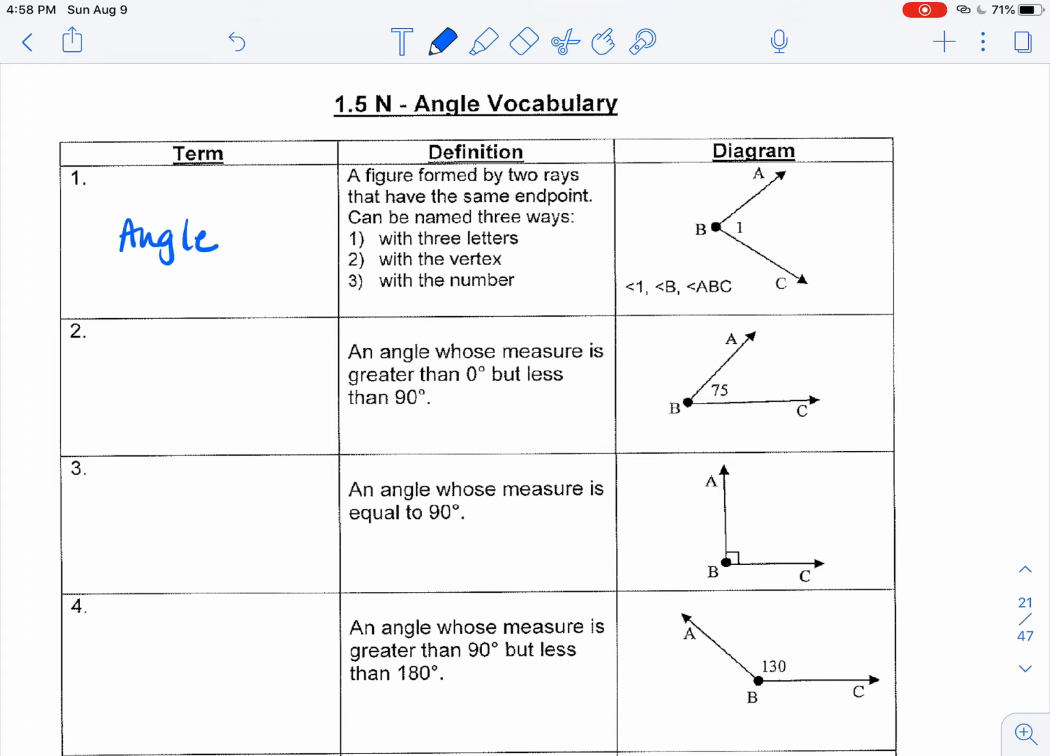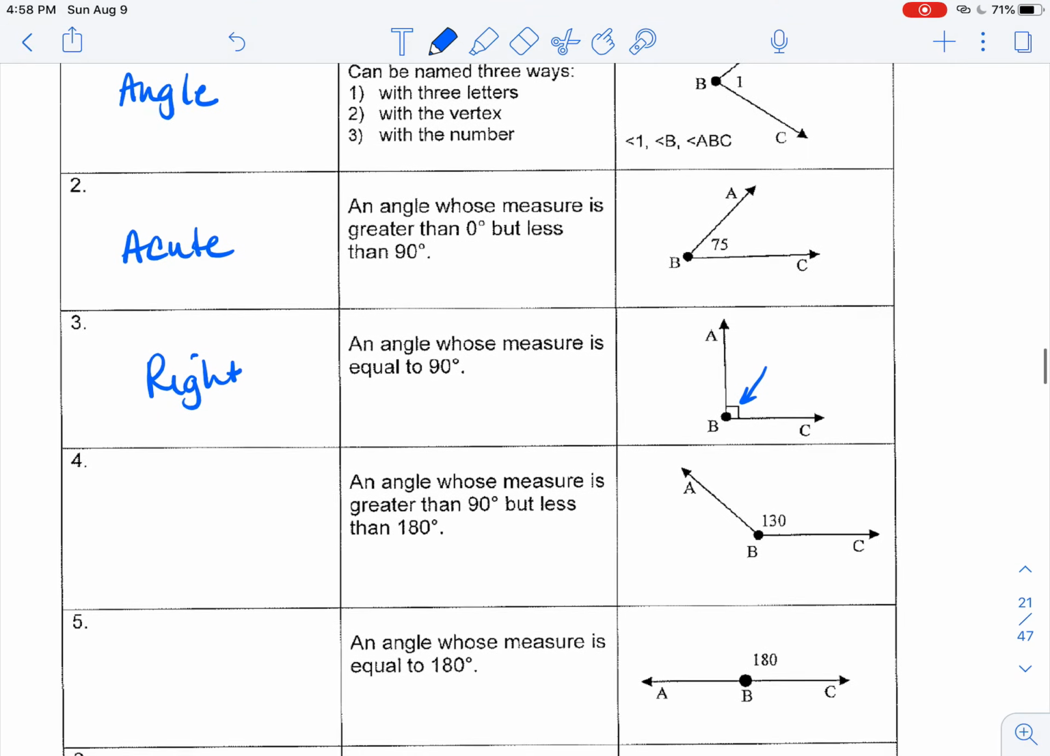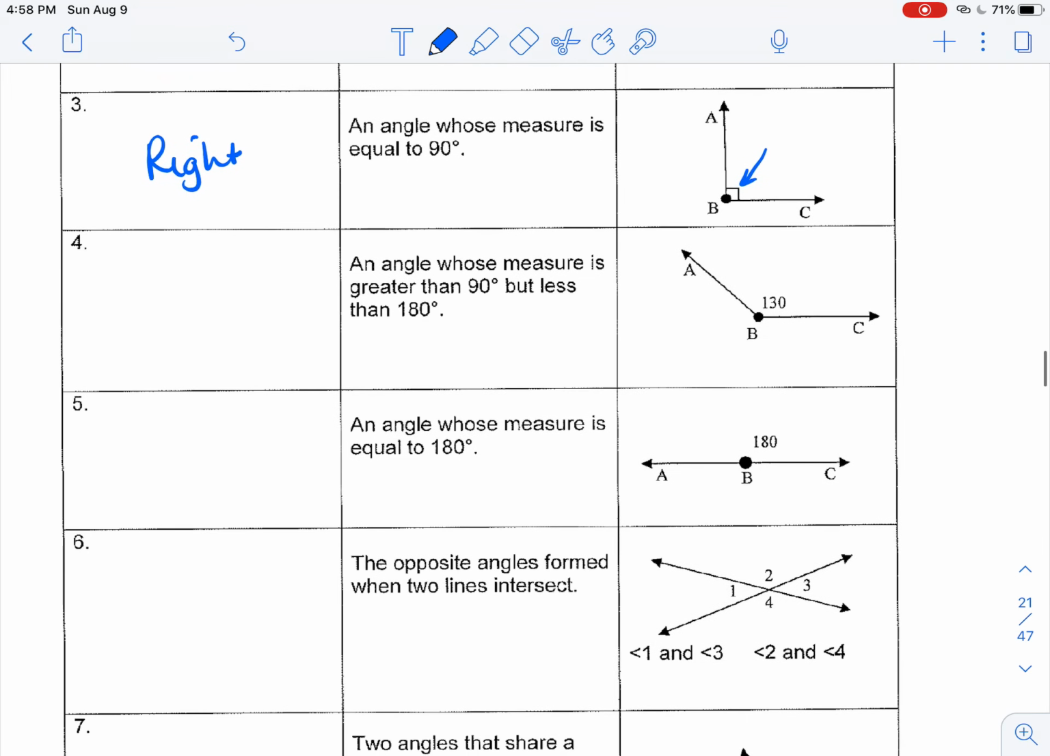Now an angle whose measure is greater than 0 but less than 90 is acute. An angle whose measure is equal to 90 is a right angle. And you'll always see this little box in the corner. If you don't see the box, then you don't know it's right. An angle whose measure is greater than 90 but less than 180 is obtuse. An angle whose measure is equal to 180 is a straight line.